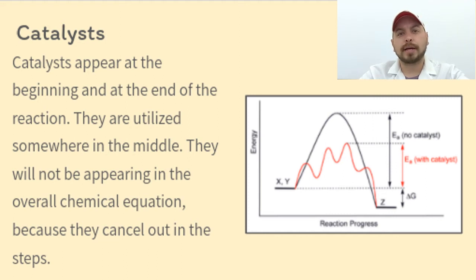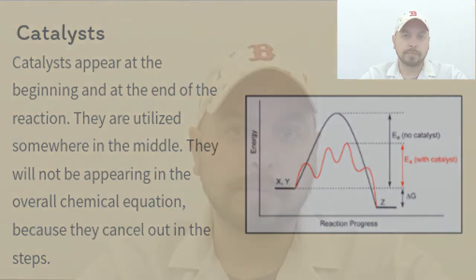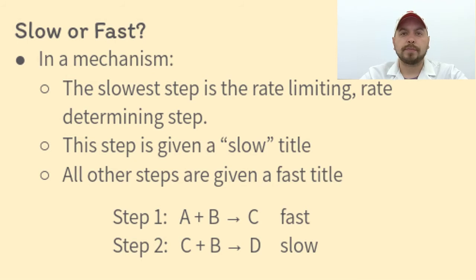The other one that you won't necessarily see in a balanced equation are catalysts. Catalysts in mechanisms will appear at the beginning and at the end, but oftentimes will be utilized somewhere in the middle. Okay? So you'll often see them as a reactant in one step and a product of another step, but the process itself, they are not going to be appearing in the overall chemical equation. So intermediates and catalysts, two things which might show up in mechanisms but do not appear in the overall balanced reaction equation.